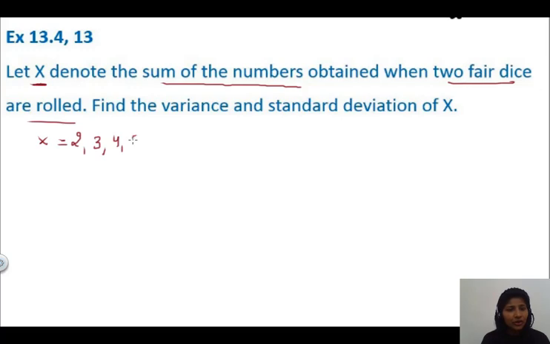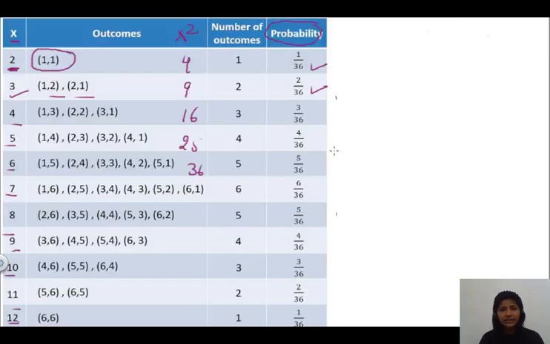Sum can be 3, 4, 5, 6, 7, 8. We know the maximum sum that we have is 6, 6, that is 12. Correct. So these are the values for sum. Clear? Now we will be drawing out a table for it, and the table I'm placing here. Correct. This is the table already drawn for you.